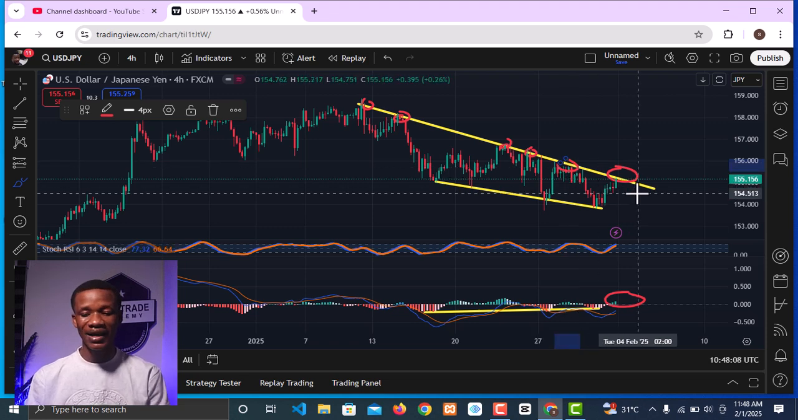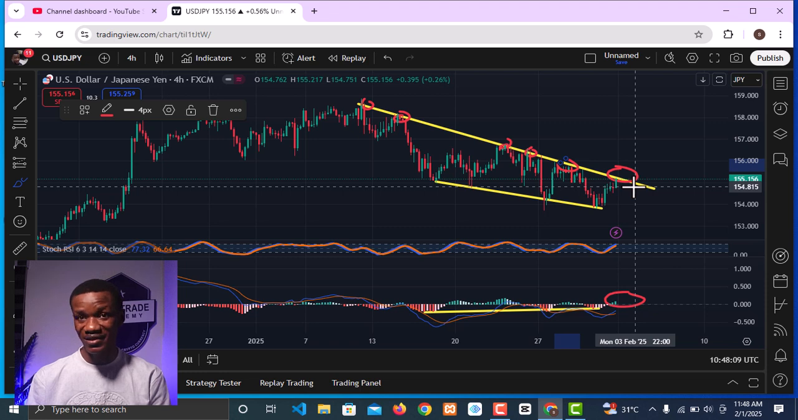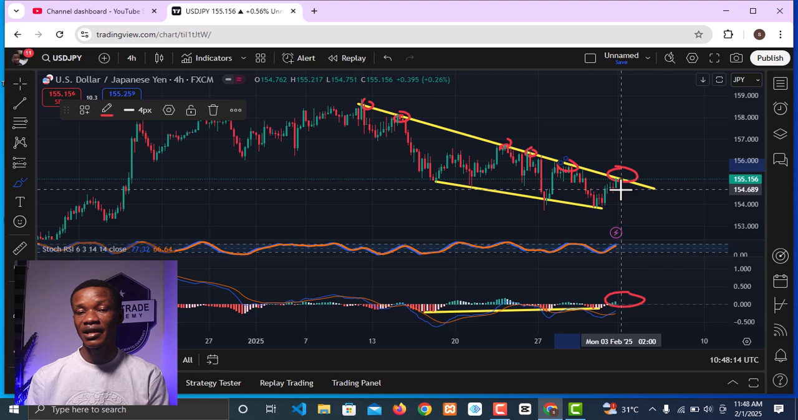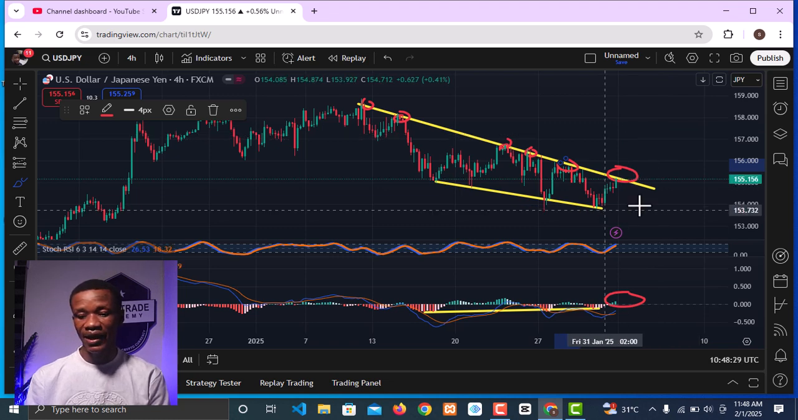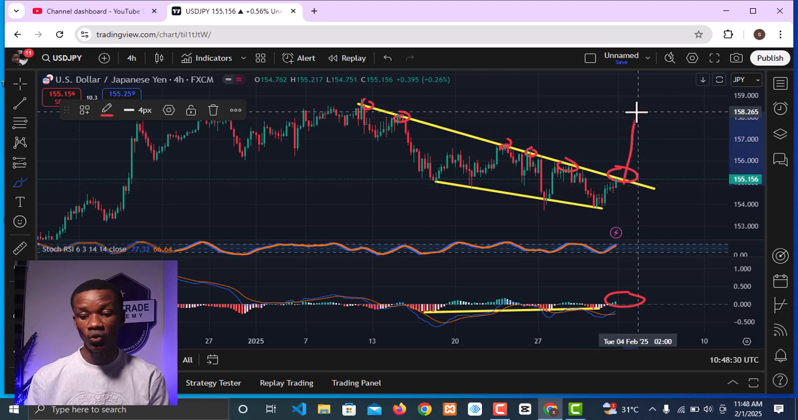So once the market breaks out of this level of resistance in the next day of trading, with a bullish candle, then it is the right time to take a buy position all the way to the upside. That will mean that confirmation number two has been met and the market will move all the way to the upside.